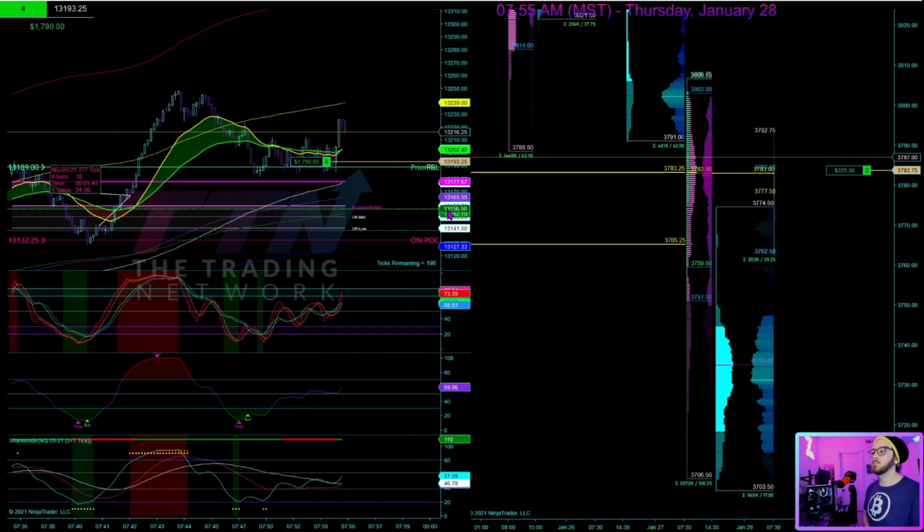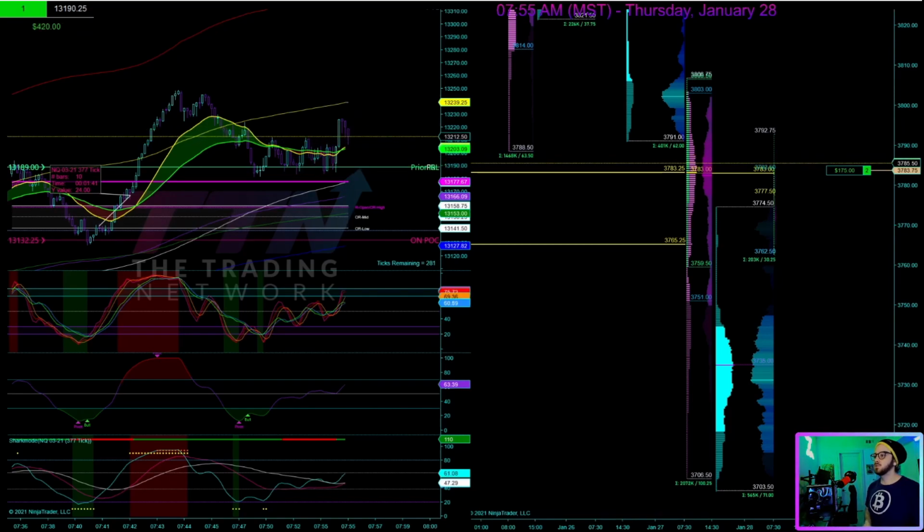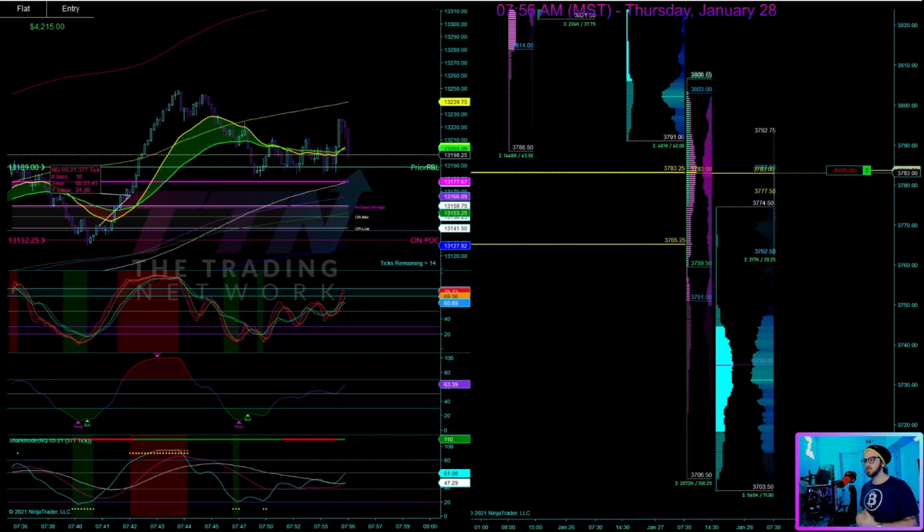So I've got 4 on here, and you can watch me as soon as the candlestick structure starts to get a little bit bearish, I'll start to peel off. So I've got 3, 2, 1, and I'm out. Really quick scalp.